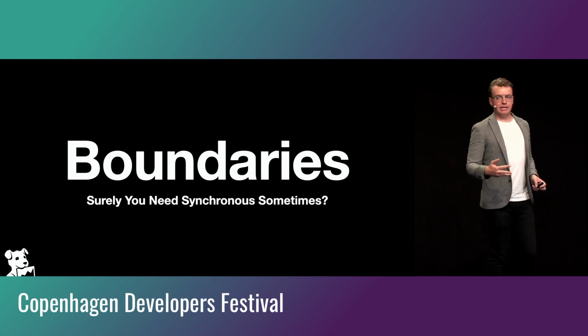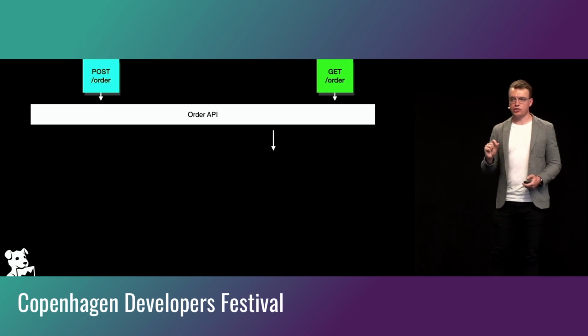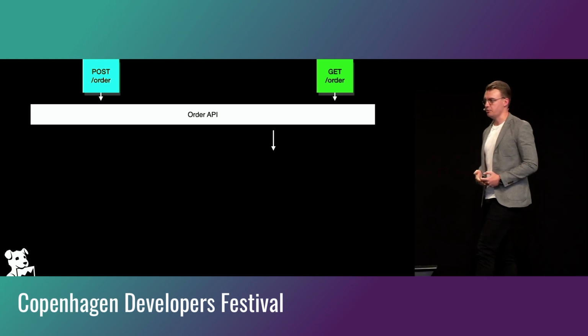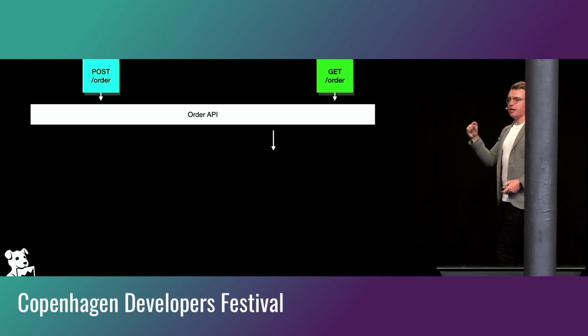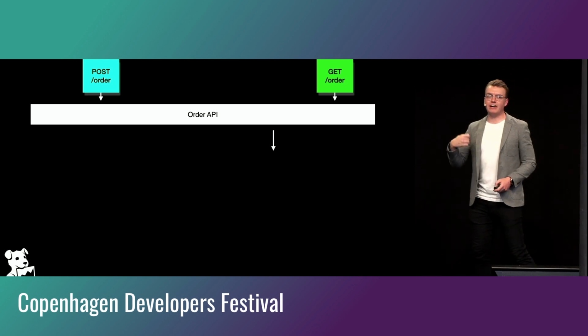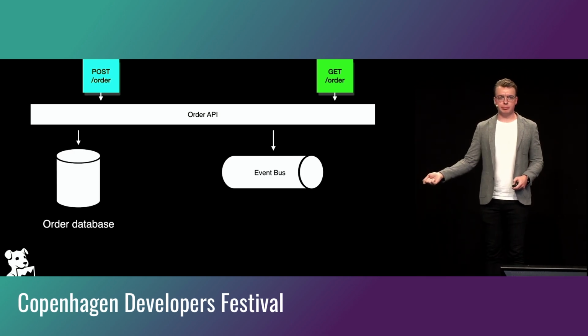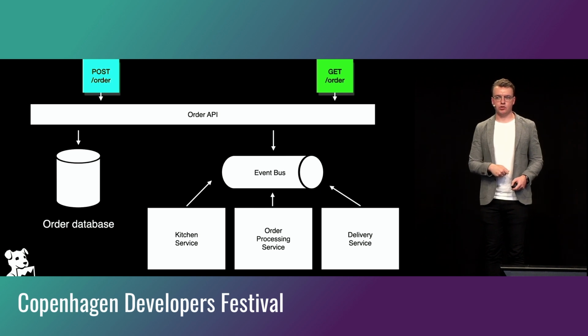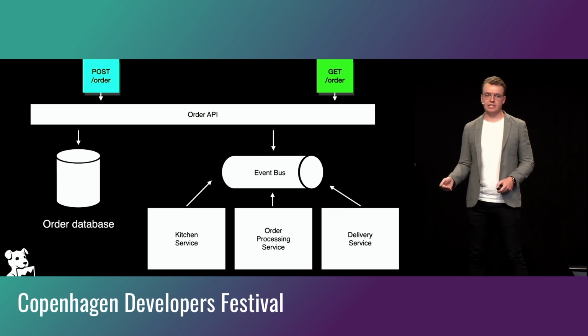A pattern that I'm quite a big fan of is including these really thin synchronous API layers around the edge of your system. So you're going to build this synchronous API, and all this API is responsible for is simply validating the request that comes in, storing that data in a database, and publishing an event onto the event bus. No complex business logic, it's just a validation layer. All the complex business logic is going to happen asynchronously behind the scenes.